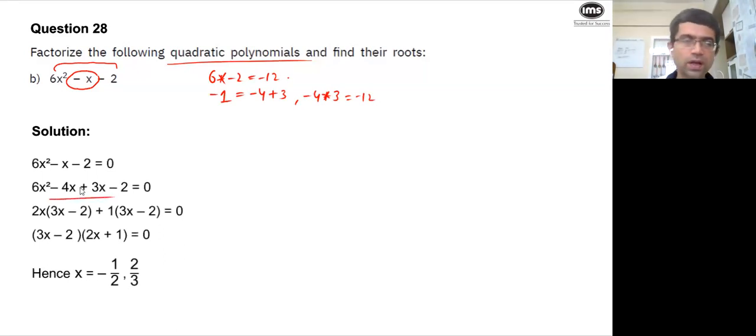Minus 4x plus 3x. Take 2x common from the first two terms, take 1 common from the last two terms. Club them into different brackets. Equate them to 0. Each bracket becoming 0 will make my equation also 0. So x is either 2 by 3 or x is minus half. Correct? We all know this.